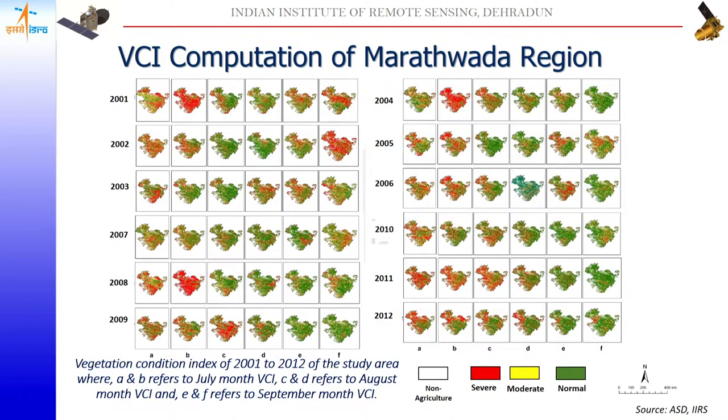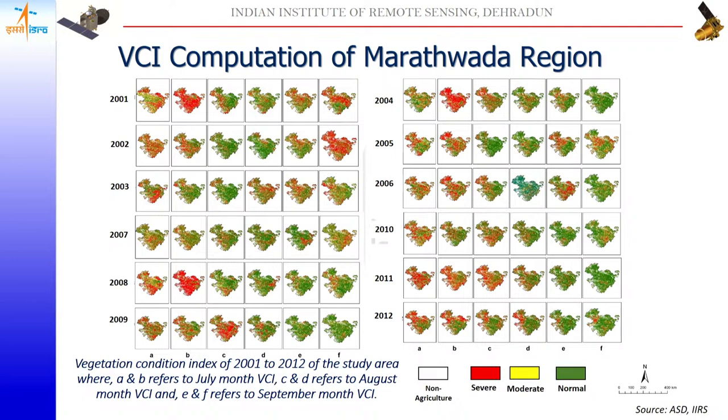So along with that, I also put in one case study. We did one study for the Marathwada region, where we computed the VCI, vegetation condition index, using MODIS 16-day NDVI datasets. As you can see, from 2001, 2002, all the 12 years, this is the 16-day composite of MODIS NDVI datasets, and based on the NDVI datasets we computed VCI, and the 16-day basis VCI is represented in the same slide.